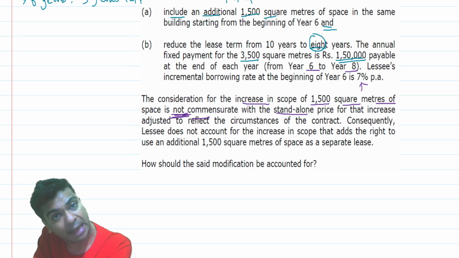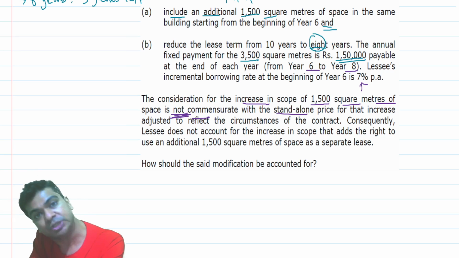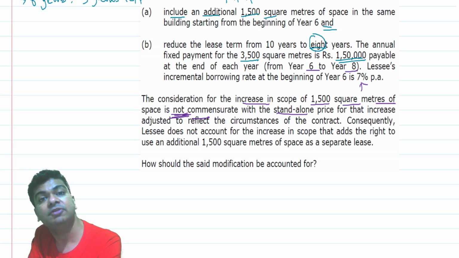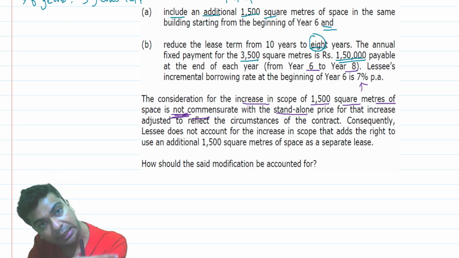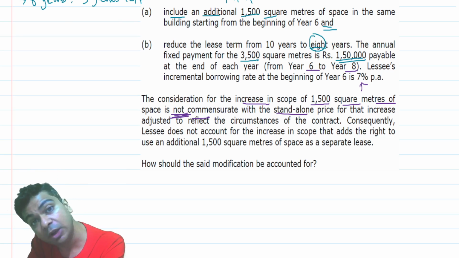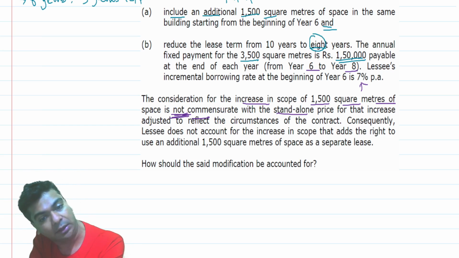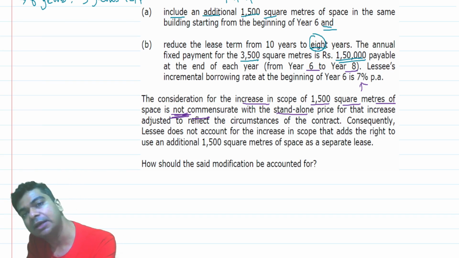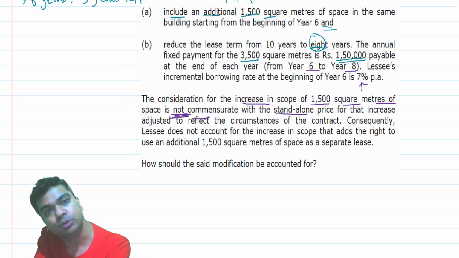Separate lease, when does that happen? Two things should happen. When can we say it is a separate lease? First, scope of the lease should be increasing, which is happening in this particular case. And second condition, the lease consideration should be increasing commensurate to the standalone price. Here they are clarifying it is not commensurate with the standalone price. In other words, it is the original lease only that has to be modified.